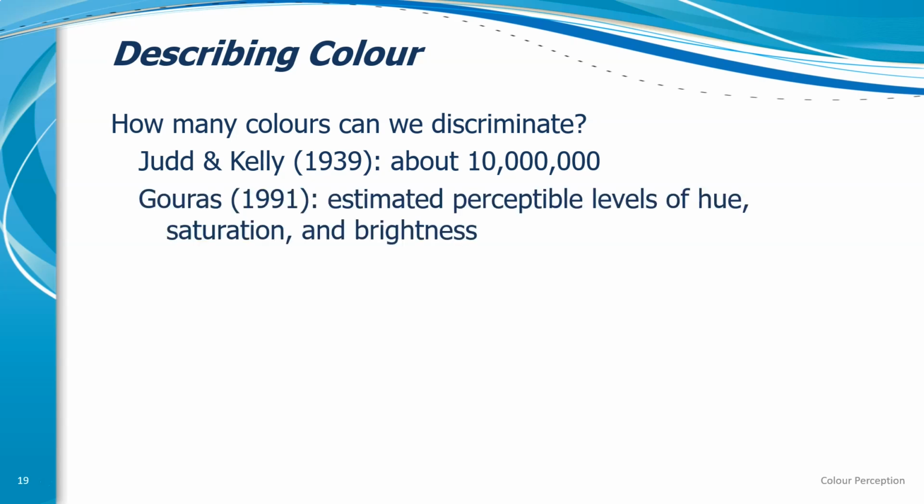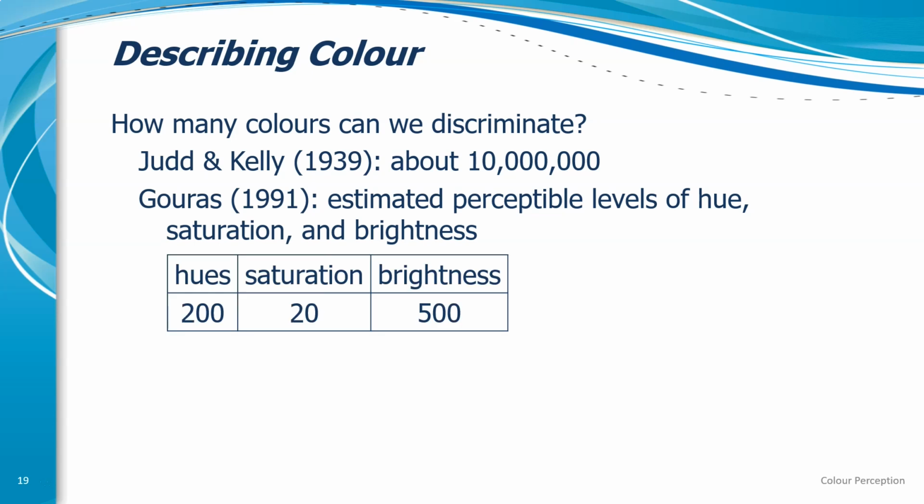In 1991, a more scientific approach was attempted in which each of the three dimensions of hue, saturation, and brightness was examined separately. Like, how many different hues can we see? About 200. How many different steps of saturation can we discriminate? Approximately 20. How many different levels of brightness? About 500. You multiply 200 times 20 times 500, and you get 2 million different colors. Again, this is an estimate. We can't really count them up, but it's fairly widely accepted these days.